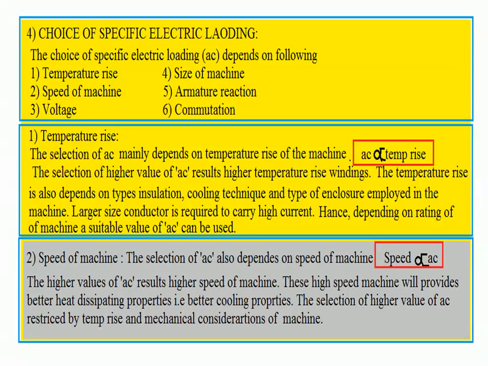Next, speed of the machine. The selection of AC also depends upon speed of machine, which is directly proportional. If we are using a higher value of AC, then naturally the speed of the machine is also high. If the speed of machine is high, it provides better heat dissipating properties, that is, better cooling properties. Hence, the higher value of AC is also restricted by the temperature rise and mechanical considerations of the machine, as the speed is restricted by mechanical constraints.